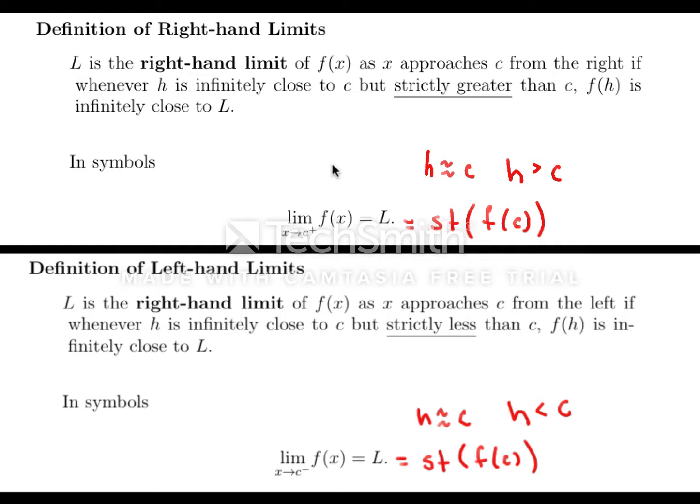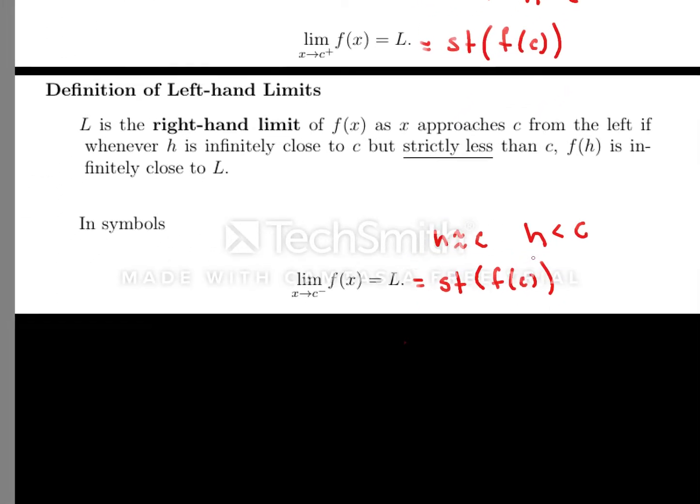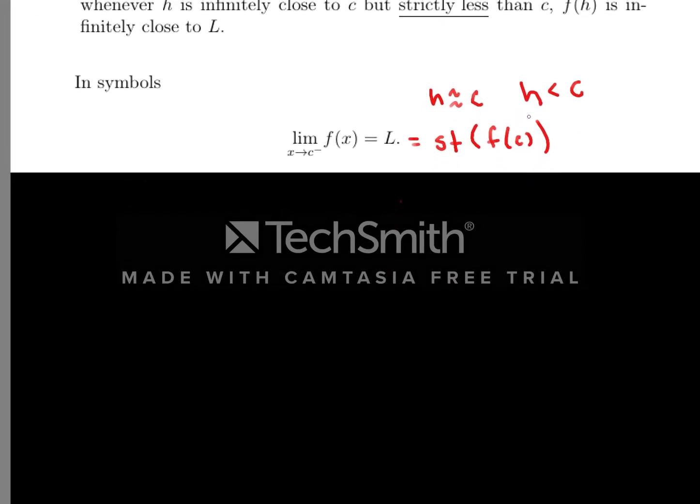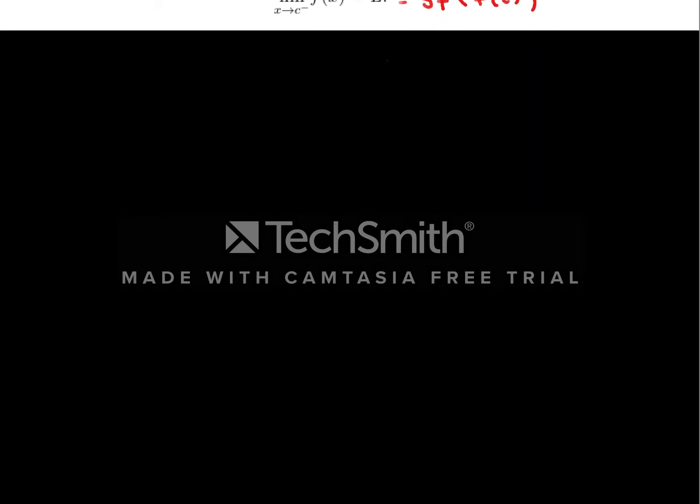In the previous video, we defined right-hand and left-hand limits. So recall that the limit as x approaches c from the right is equal to L, provided that if h is infinitely close to c but bigger than c, then the standard part is what the limit is. And for the left-hand limit, we have to be, again, infinitely close to c, just like a limit, but now we're strictly less than c, and again, the limit is the standard part of the function. So left-hand limits and right-hand limits are just restricting our domain.